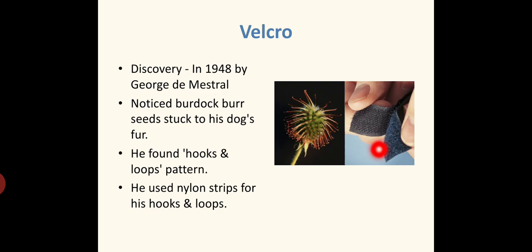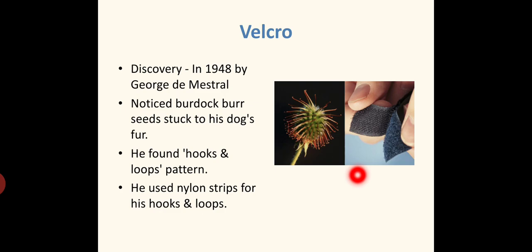How it was discovered is very interesting. It was discovered in 1948 by George de Mestral. He noticed burdock burr seeds stuck on his dog's fur. When he went for a walk with his dog, these burdock burr seeds stuck all over the dog's fur. Removing them again and again was a difficulty for him, as he had to pull them off completely. So he found a hooks and loops pattern. See, the same thing he adopted to design Velcro.